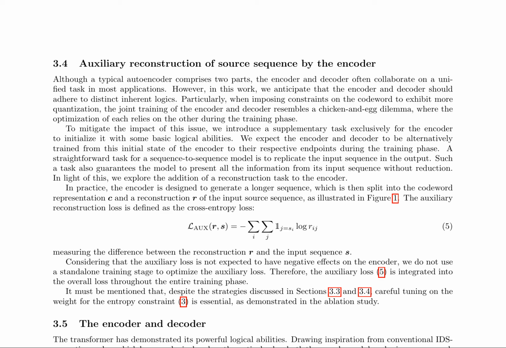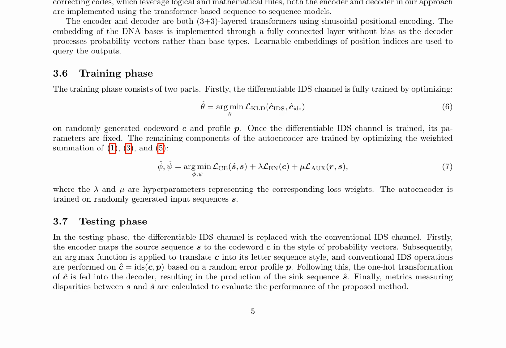The research paper discusses the development of a novel DNA data storage system, focusing on the encoder and decoder's roles in sequence-to-sequence models. It introduces an auxiliary reconstruction task for the encoder to ensure it can replicate the input sequence without reduction. This task, combined with the entropy constraint and the auxiliary loss, enhances the model's ability to handle the chicken-and-egg dilemma during training. The encoder and decoder are implemented using transformer-based sequence-to-sequence models.